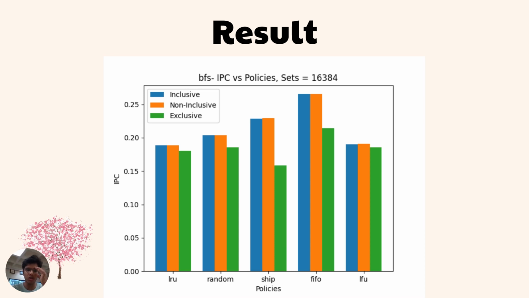Then we also focused on how individual policies affect the different traces. For the BFS trace particularly, the FIFO policy was the best, in that it gave the highest IPC. That can be attributed to the fact that BFS itself can be analogous to a queue-based algorithm, and the FIFO policy is also a queue-based algorithm with the first-in-first-out principle.